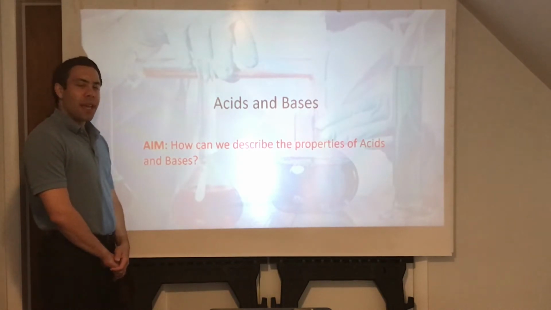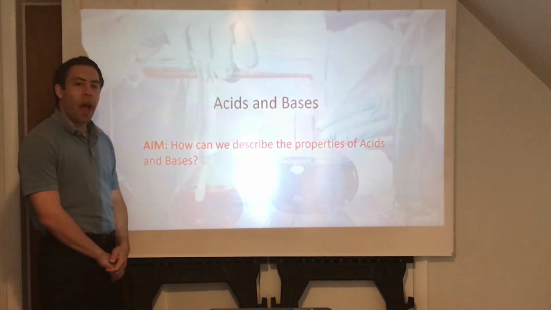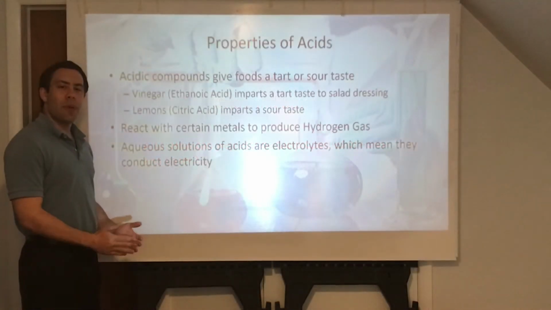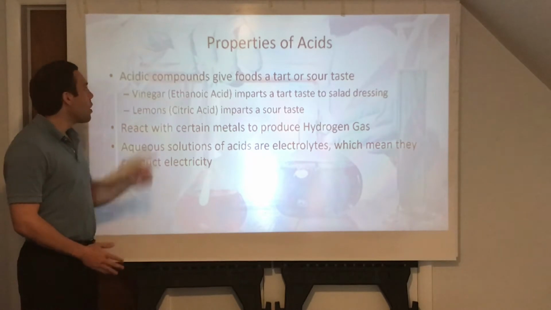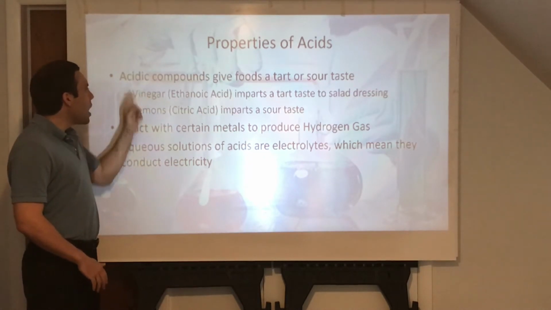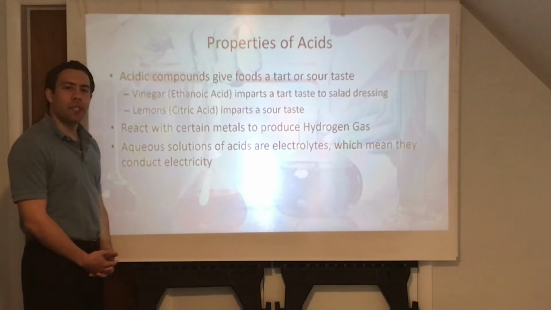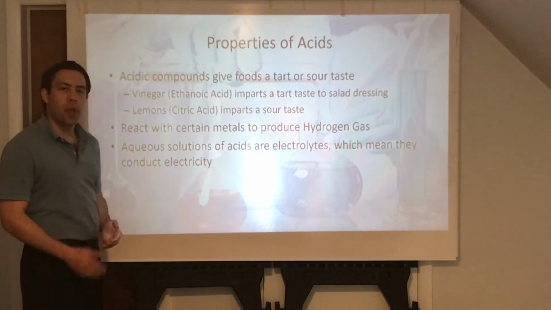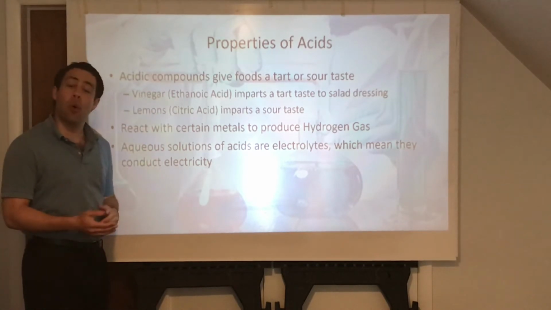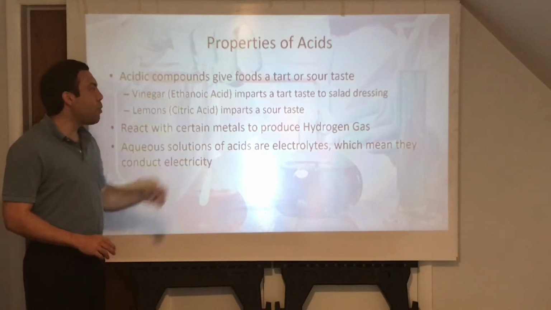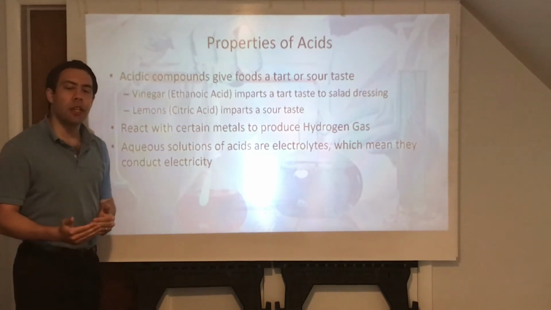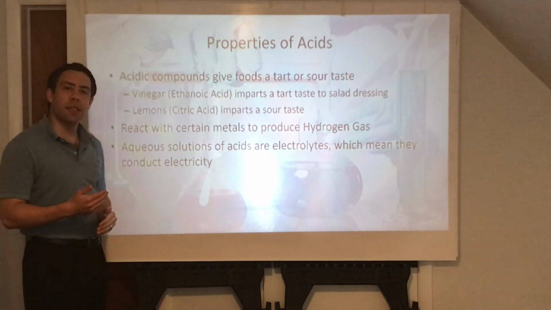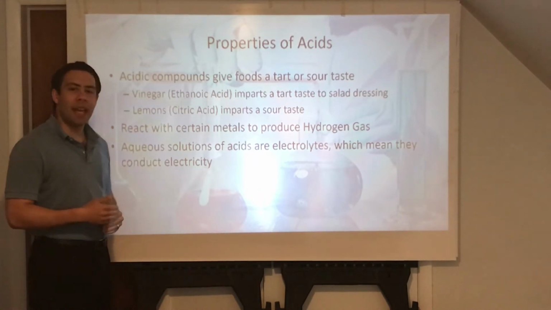Our aim for today is, how can we describe the properties of acids and bases? Let's talk about some properties of acids. The first property of acid is, acidic compounds give foods a tart or sour taste. For example, vinegar, which is made up of ethanoic acid or acetic acid, imparts a tart taste to a salad dressing, whereas lemons, which contain citric acid, impart a sour taste.